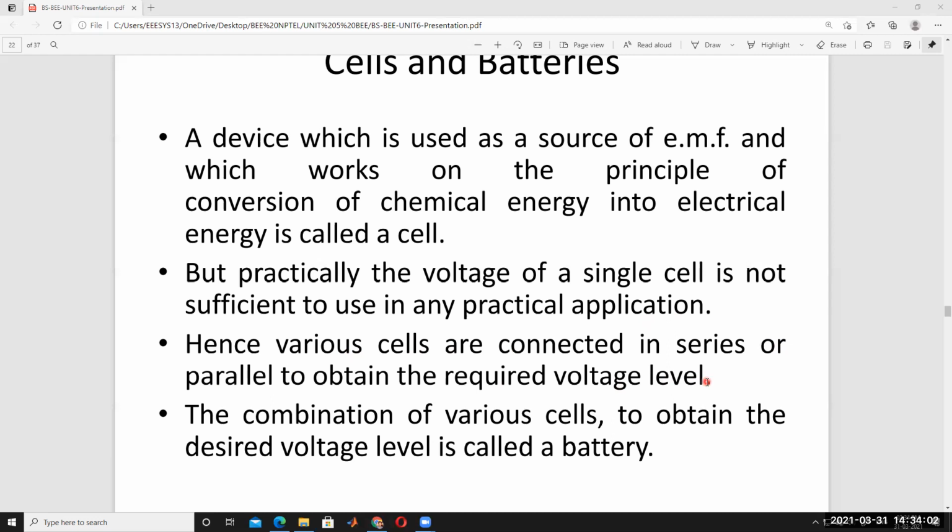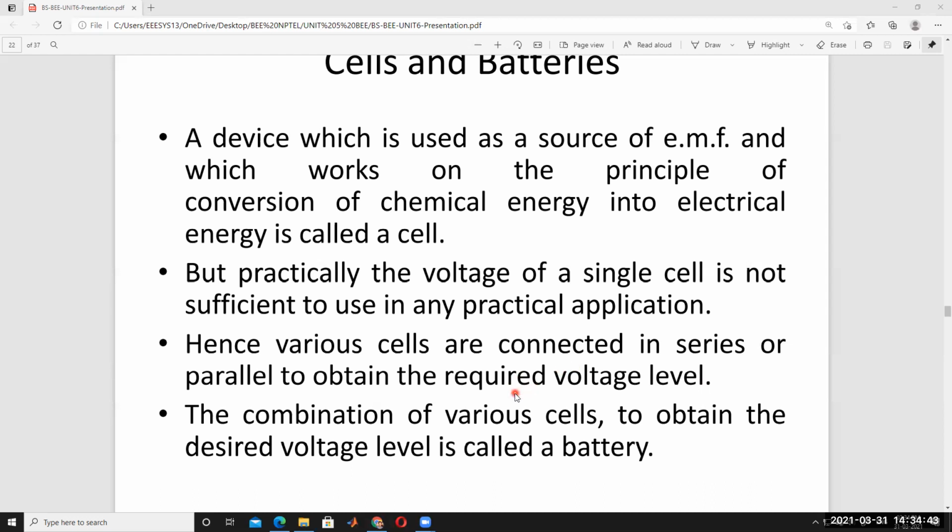A single cell is not sufficient for any practical application, because the operating range of the cell is very, very low. To meet that operating range, these cells are connected in series and parallel. By connecting cells in series and parallel, we will meet the load. For example, your mobile voltage is maybe 4.5 to 7 volts. So how do we get that much voltage? By connecting a number of cells in series and parallel, we get that voltage level.